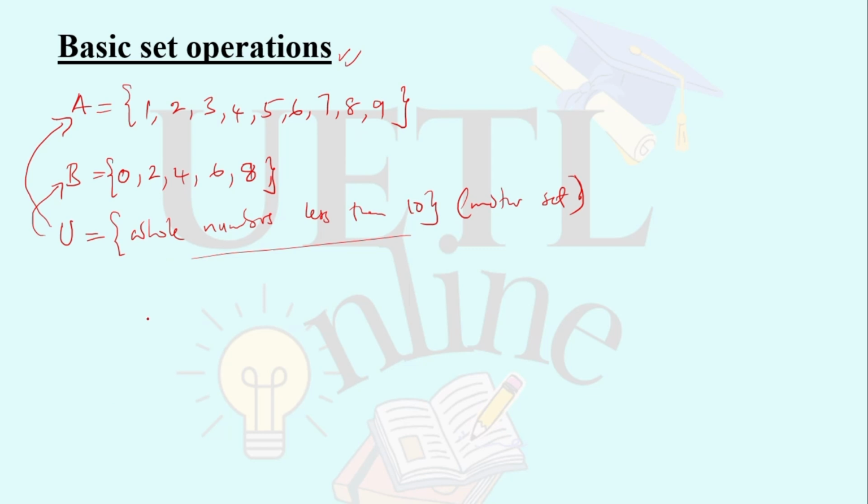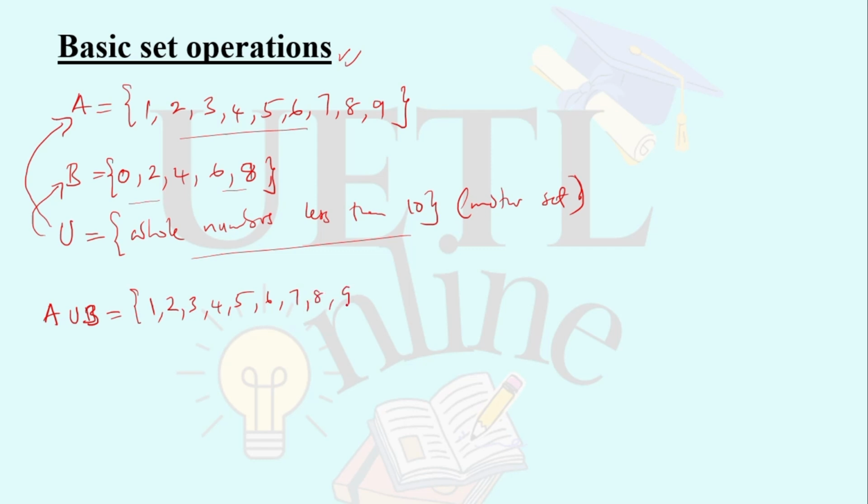Let's start by learning the first operation, which is called the union. If you say A union B, this means that we are taking all elements of A and combining them with the elements of B. This means that we just write all the elements. Here we can see that we have 1, 2, 3, 4, 5, 6, 7, 8, 9.